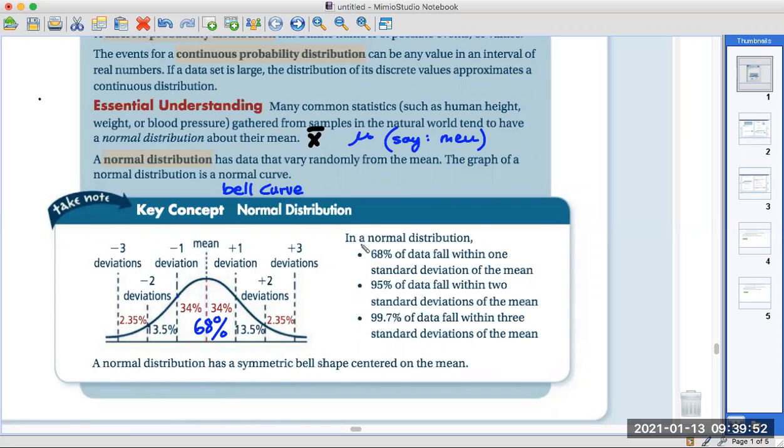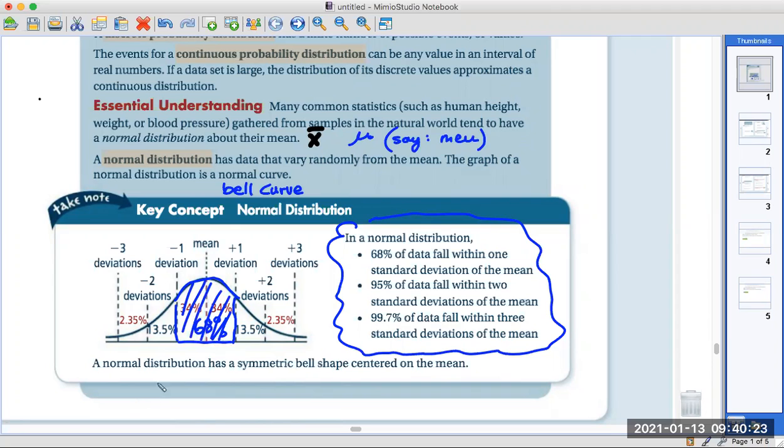Yeah, so this is right here. This is what I want you to look at. 68% of data fall within 1 standard deviation of the mean, up plus 1 standard deviation, down 1 standard deviation. So whatever the average is, you can add 1 and subtract 1, and 68% of the data is right here. I'm just going to shade that in, right? Whatever the numbers are, almost 70% are going to be right here if it's distributed normally.